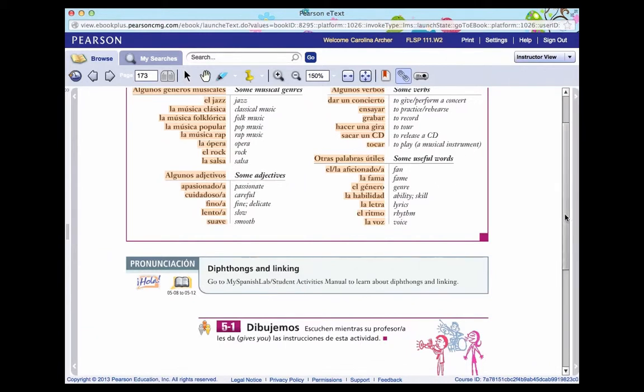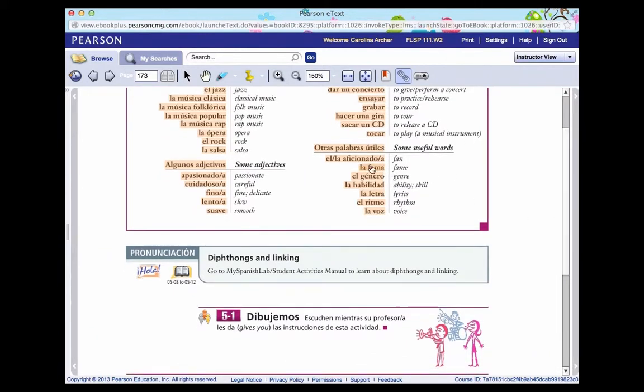And then some other useful words: el aficionado or la aficionada, okay? It means the fan. La fama, el género, la habilidad, the H is silent. La letra, the lyrics of a song, is la letra, okay? It's in the singular form. El ritmo, y la voz.